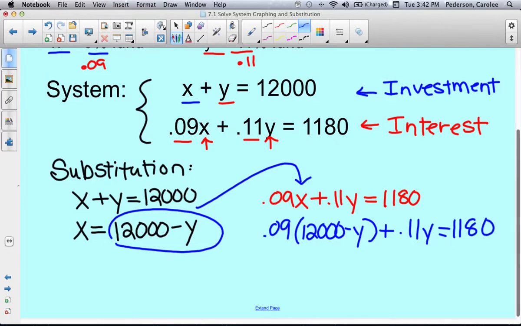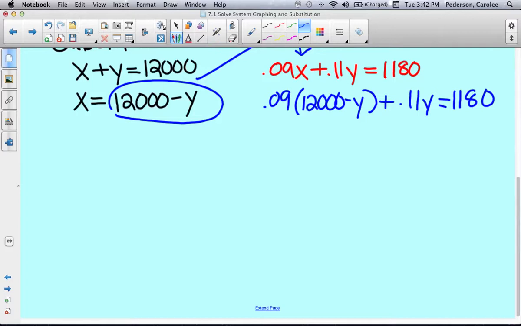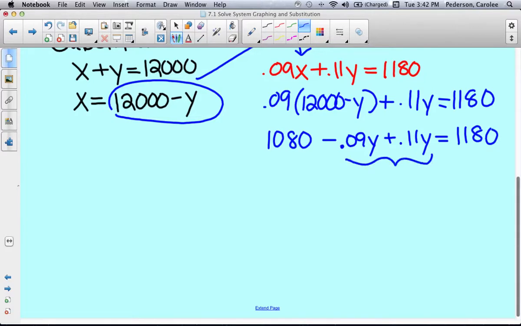1,180. If you wanted to eliminate the decimal places, you can multiply the entire equation by 100. It's your choice on that. So I'm going to solve this. I'm going to multiply 0.09 times 12,000. And then 0.09 times negative y is negative 0.09y. And then plus 0.11y. And then the right side is still the same. Well, these two pieces are like terms, so we're going to combine them.